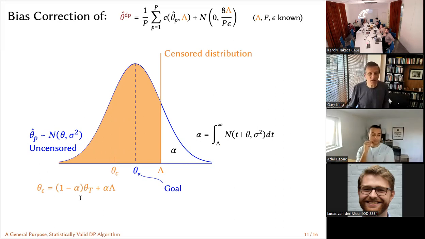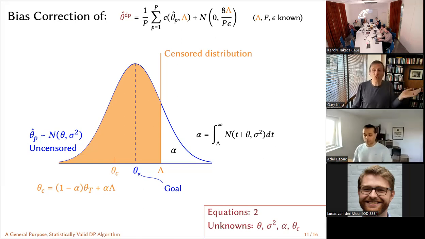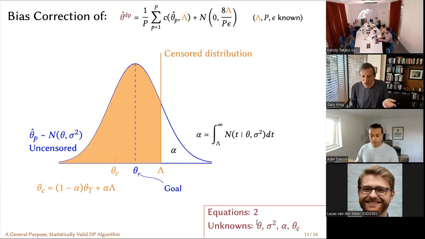Well, there's one other thing we know, which is this theta c is a combination of the mean of the truncated distribution, which is everything except for the spike there, times 1 minus alpha, plus the censoring point times alpha. So it's the weighted average of those two things. So we know this equation and we know this equation. So what does that mean? That means we have two equations, great. But unfortunately, we have 4 unknowns. And remember, we only want theta, but we got all these other unknowns in there.